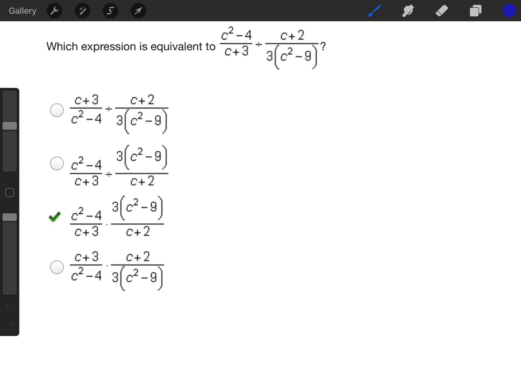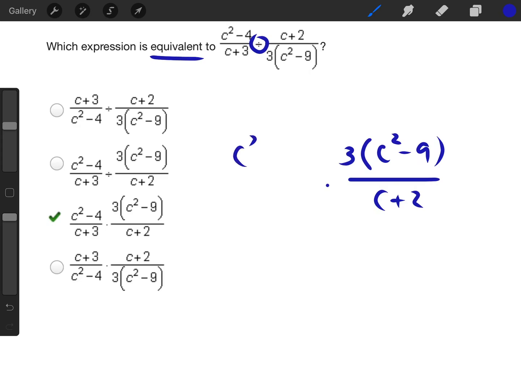Okay, so you just have to find which expression is the equivalent. Understand this is a division sign, so you have to write a multiplication sign. If you write a multiplication sign, the second fraction is going to flip, the reciprocal. So it's going to be 3 multiplied by c squared minus 9 over c plus 2. Okay, so c squared minus 4 over c plus 3. That will be your answer right here.